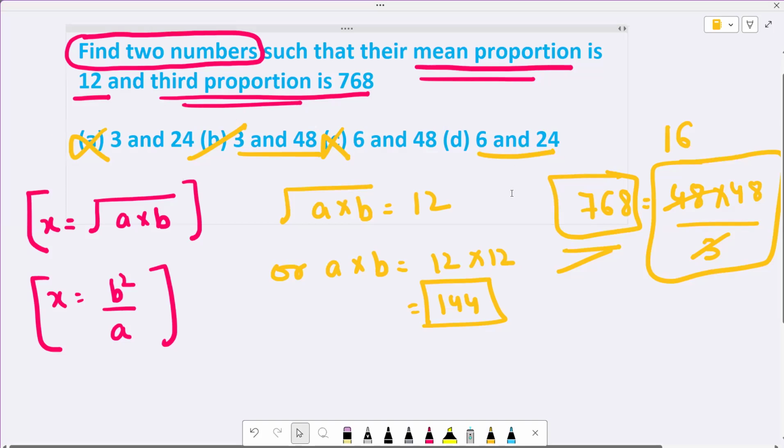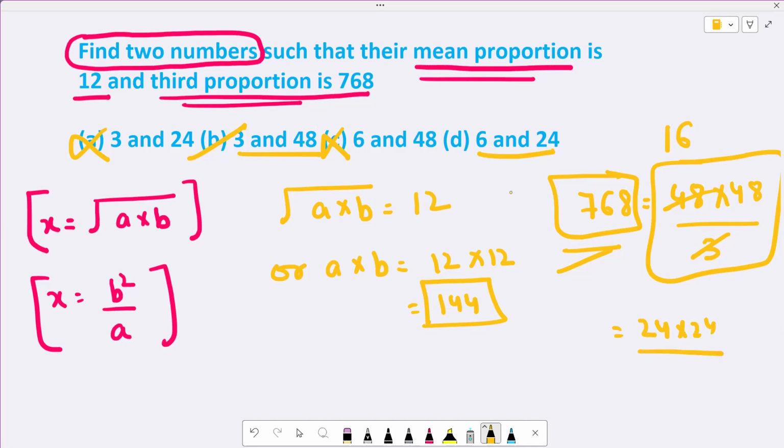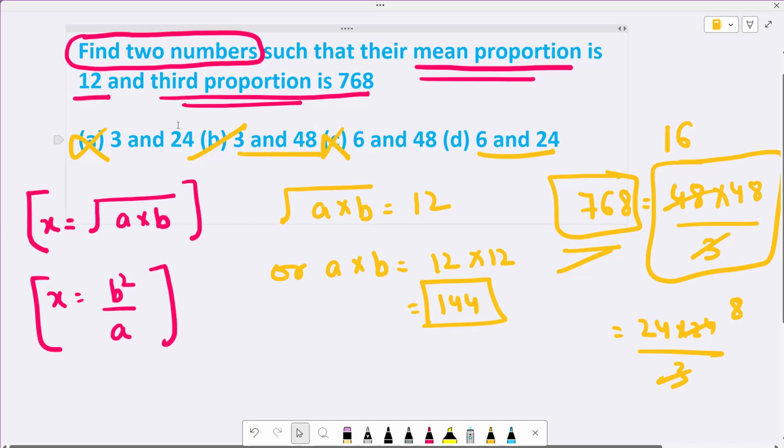Okay, these are just the two numbers, because if we try putting here 24 multiplied by 24 and then we divide by 3, we get 8. So on multiplying them, we won't get 768, pretty obvious. Even by seeing the numbers you can make that out very easily. Okay, this will be the answer. So now let us move on to the next and the last question for the topic of ratio and proportion.